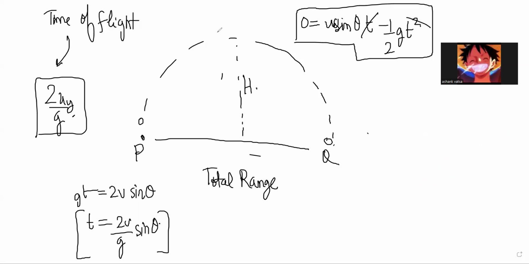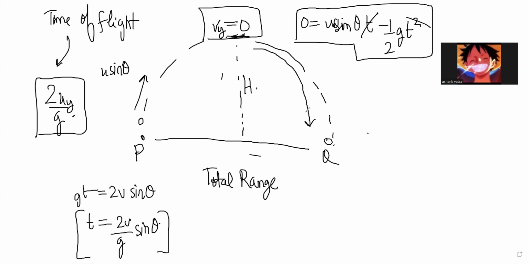So we can say that the vertical velocity Vy at this moment must become zero, right? Initially, vertical velocity was u sine theta, but now it must become zero because if it is not zero, the ball will keep going up, right? The u sine theta is decreasing as the ball goes up. It becomes zero for a moment and then it starts increasing again.